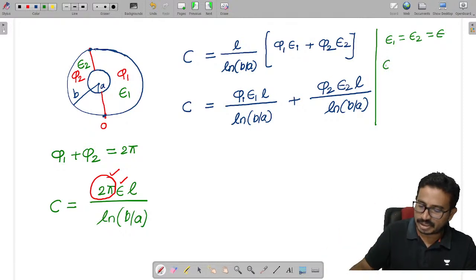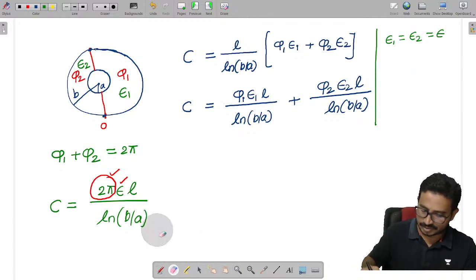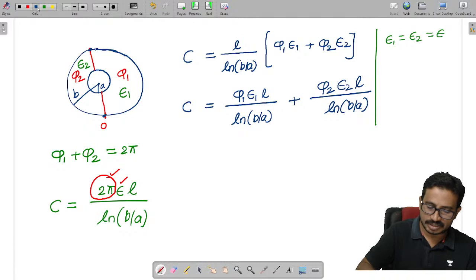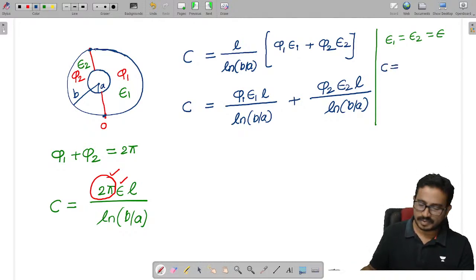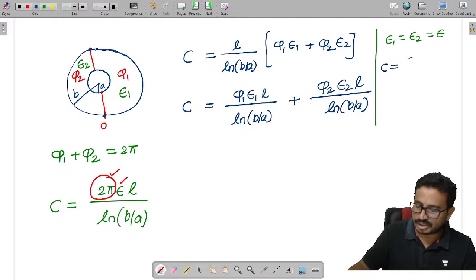Now here epsilon 1 and epsilon 2 are both equal, right? So what happens to my capacitance? Now the C will become what? Epsilon 1 and epsilon 2 are both equal, so I can say it is epsilon L by ln of B by A.